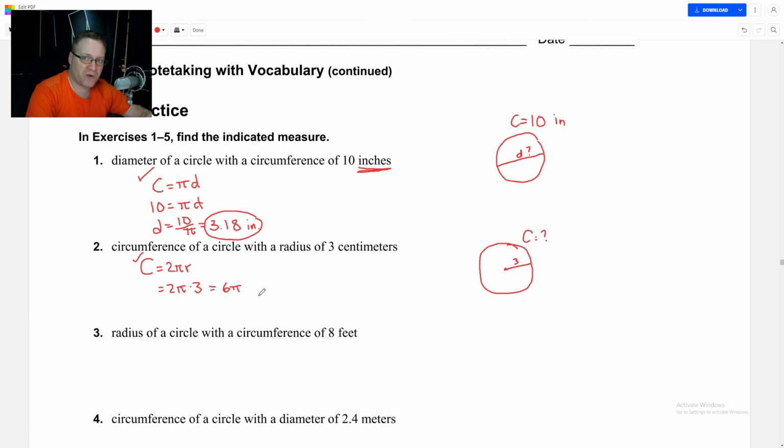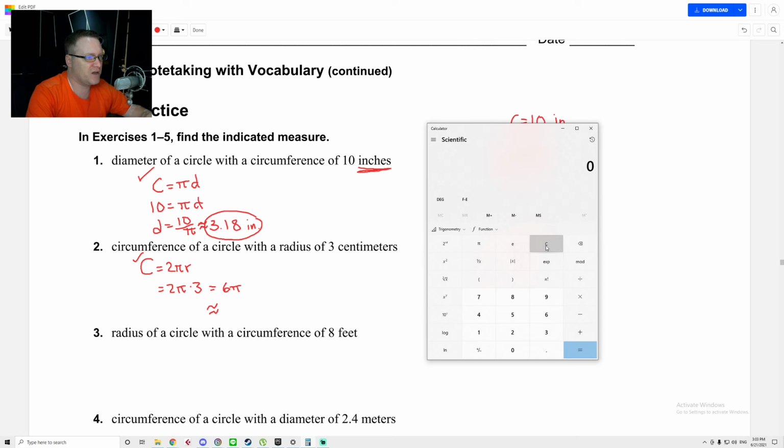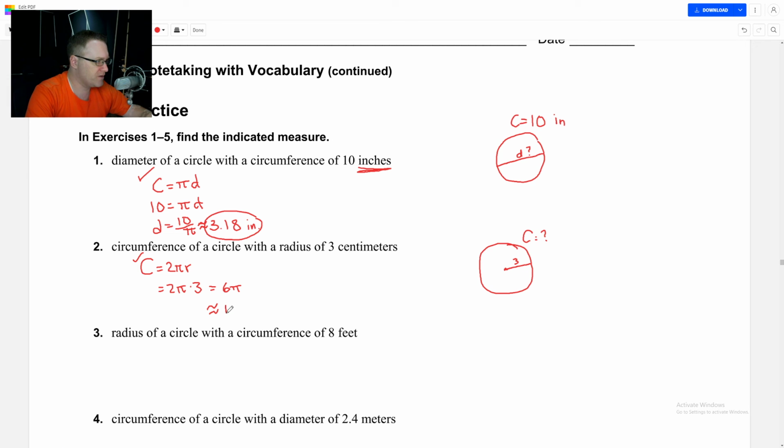So we could just write that. That is an acceptable answer. That's an exact answer. Or we can find the approximation, because this is not exactly the answer, using a calculator. So I'm going to write 6 times pi equals 18.849. This is a 9, so we're going to round up. So 18.85 centimeters. Since the problem says centimeters, we use centimeters here, and we got our answer.